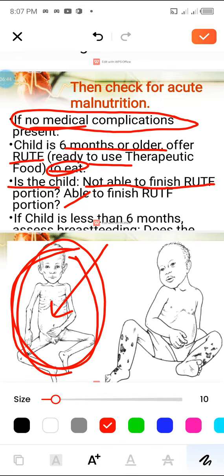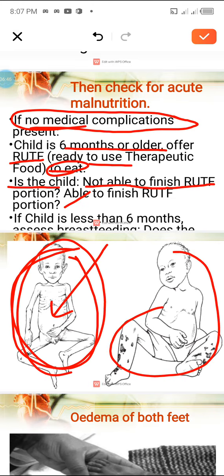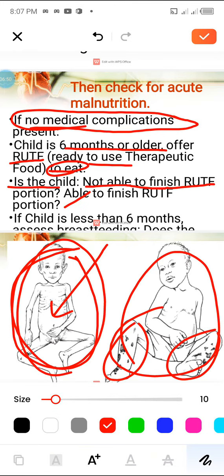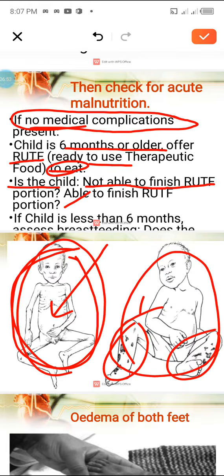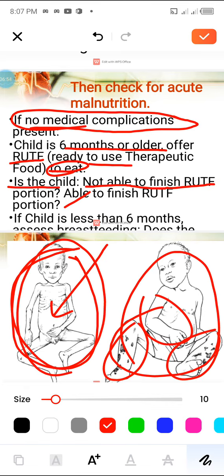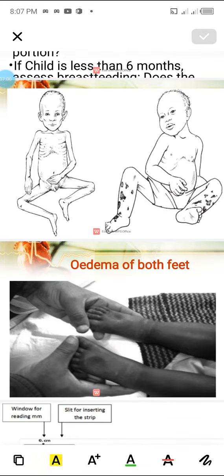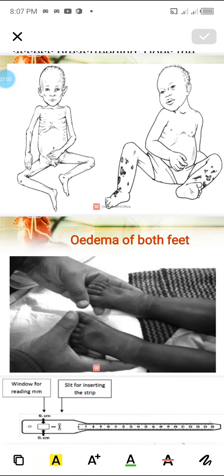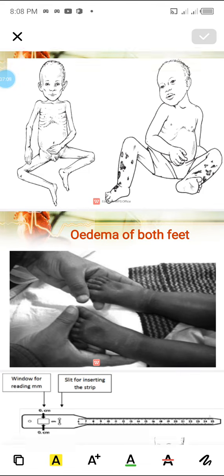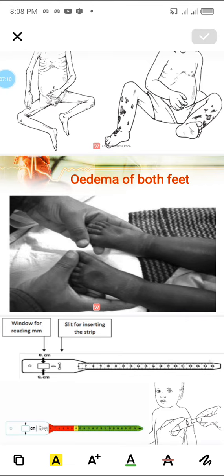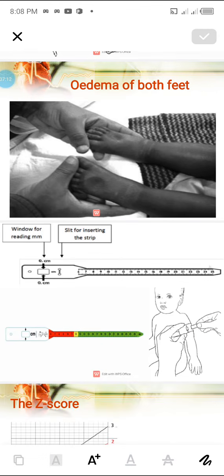Then this child here who's edematous with the skin peeling off, as you can see, their feet and legs are swollen, and their arms. So this child is a child with kwashiorkor. Okay, so you have to go back to the lesson, just Google or try to search on my page where we're saying SAM versus PEM, so that you see what that means. Okay, then here what we have is edema of both feet.